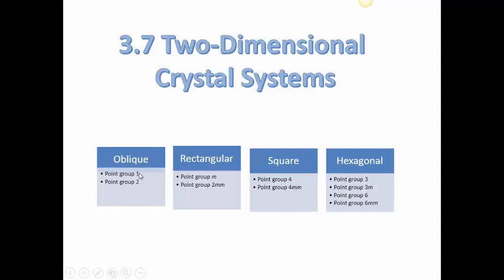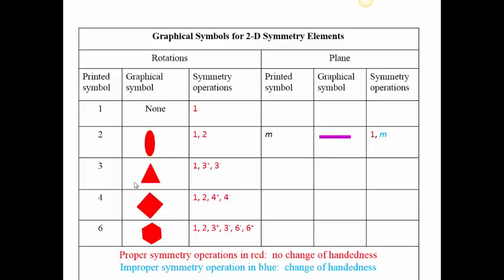The axes are gamma degrees apart, and gamma is not definite. It can be a lot of different choices. You have a great deal of choices for gamma.